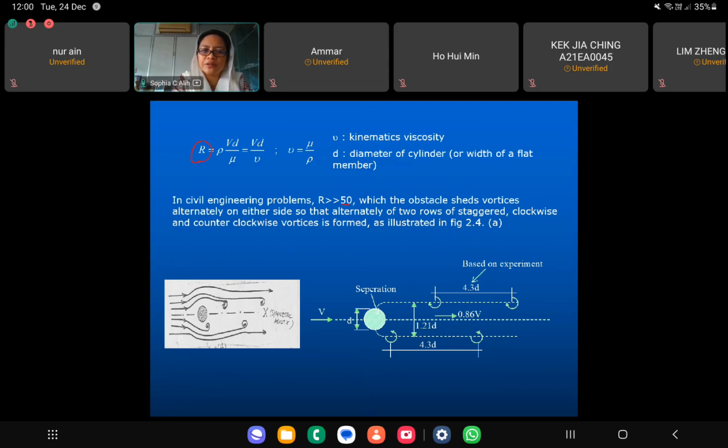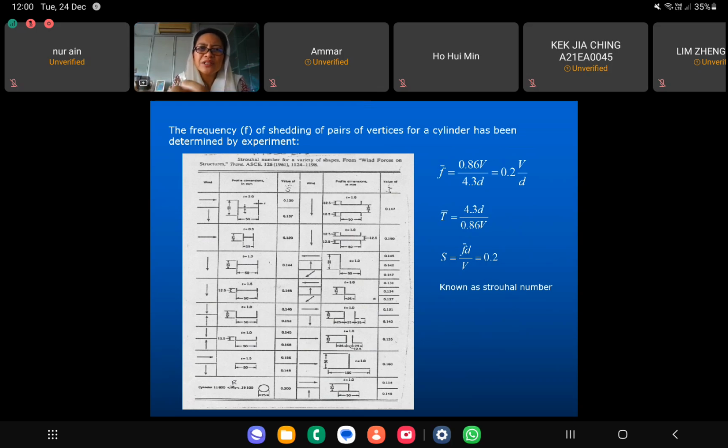So you can use this as a rough estimation for checking whether your structure is sensitive to vortex or not, using the Reynolds number. For this, they have also done many experiments for different shapes of structure, like circle, square, and rectangular, and they have come up with different coefficients as well, in order to calculate the frequency of vortex excitation.